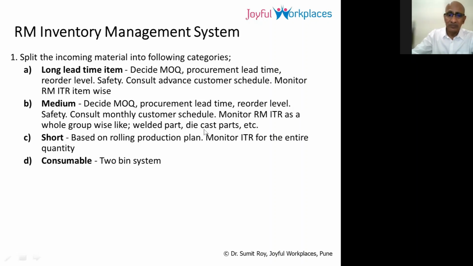That is possible. Short lead time के लिए based on the rolling production plan, monitoring the ITR for the entire quantity you can monitor. And based on that, you can decide whether any stock reduction measure would have to be taken or not. So for this, you can also have a, agar short lead time hai or consumable hai, for that you can go for a 2-bin system.